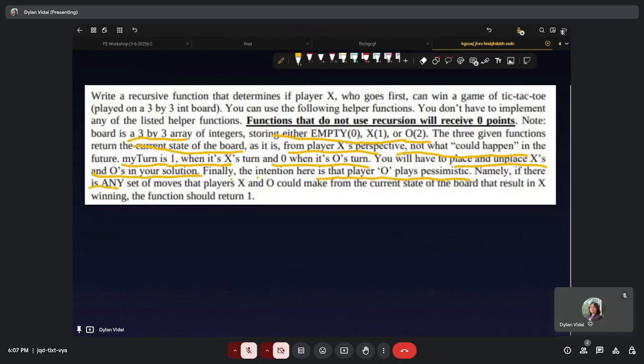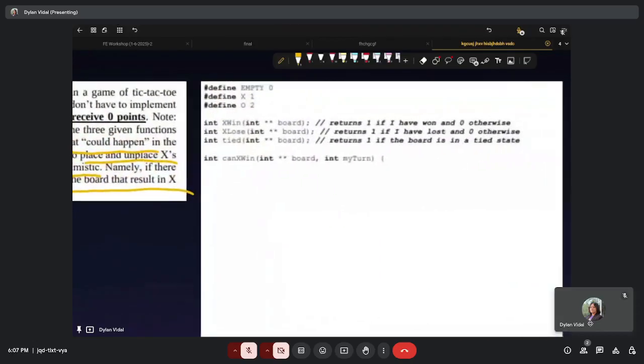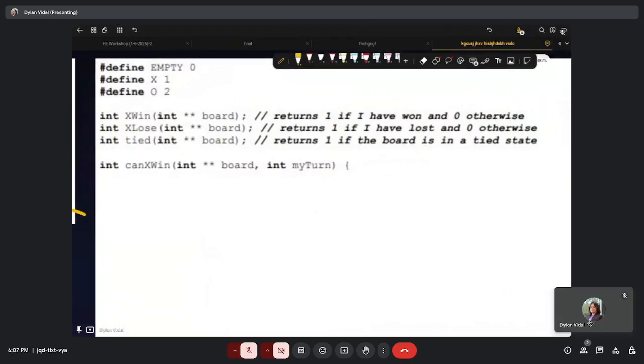So if any set of moves that X and O can make from the current state results in X winning, it should return 1. So this is just true or false. Can X win? Yes or no? So how is this a permutation function? Here we have 3 functions that are helpful for us: X win, X lose, or tied. It's a true or false function given the board that'll tell you whether X wins, X loses, or is tied. Pretty straightforward, the name's here, and it gives you the function.